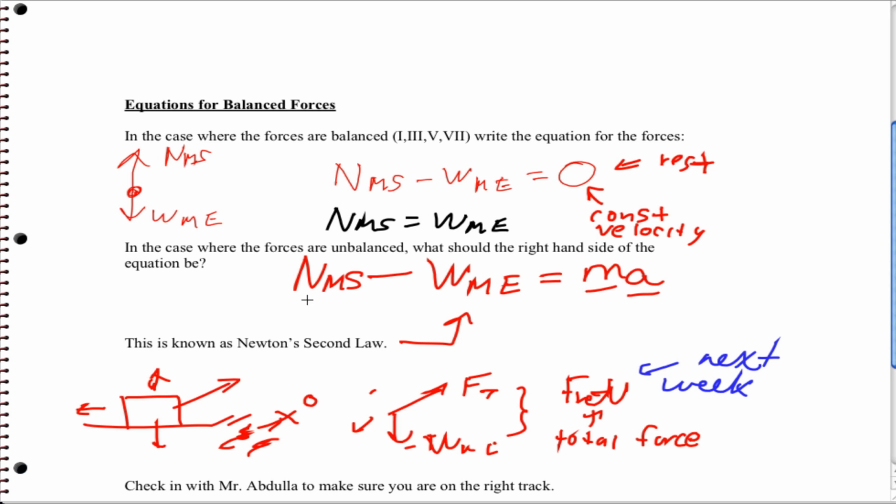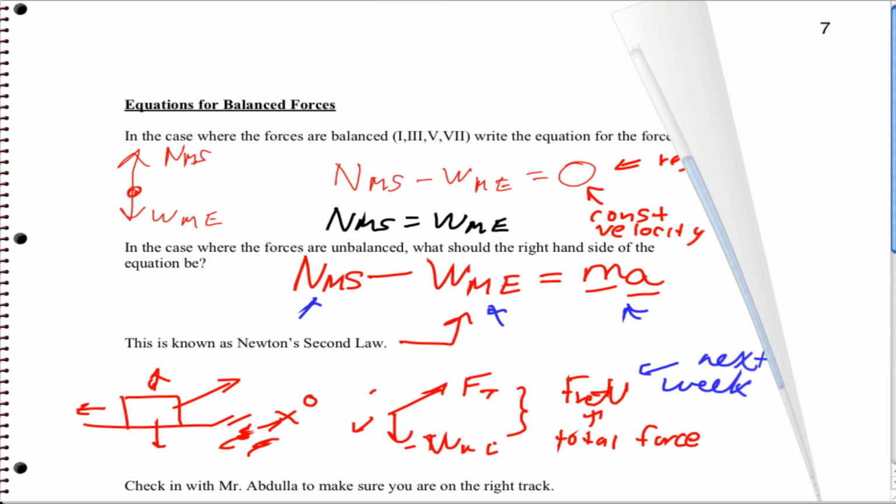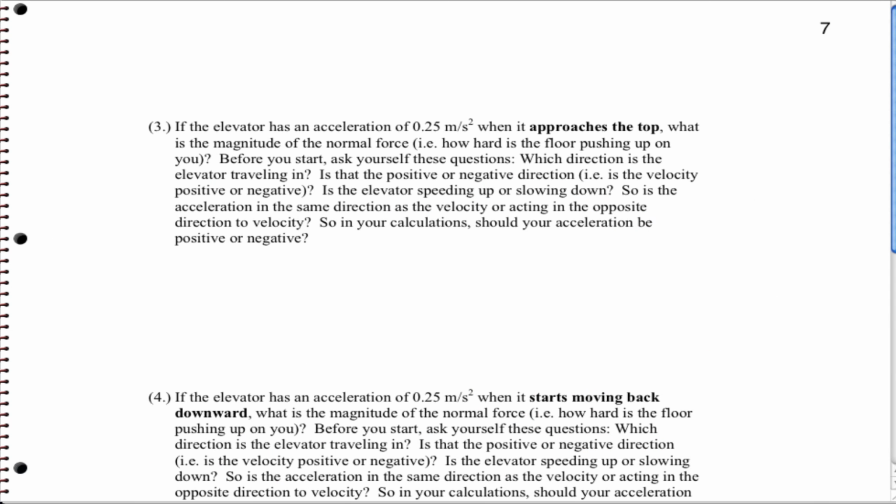This week, I want to focus on this and take a look at the problem that I want you to do. So here we have an elevator that has an acceleration of 0.25 meters per second squared. Take a look at this problem. Read it through before you begin. And let's actually try to set up what's going on.